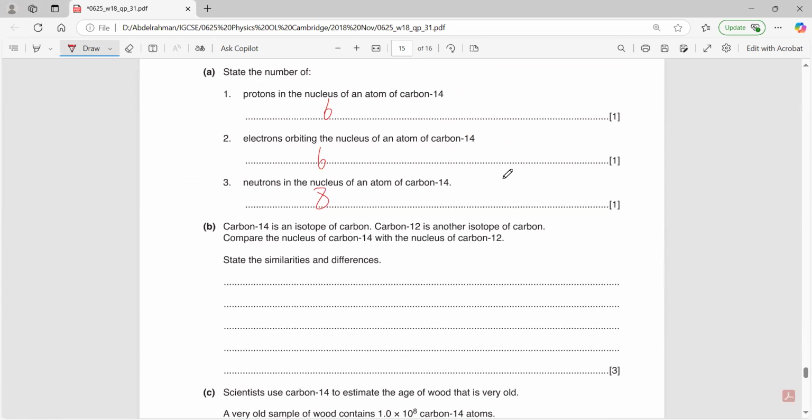Carbon-14 is an isotope of carbon. Carbon-12 is another isotope of carbon. Compare the nucleus. What are the similarities and differences between them? Similarities: they both have the same number of protons.